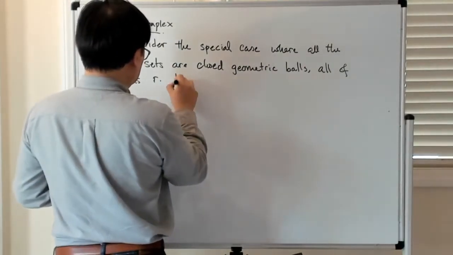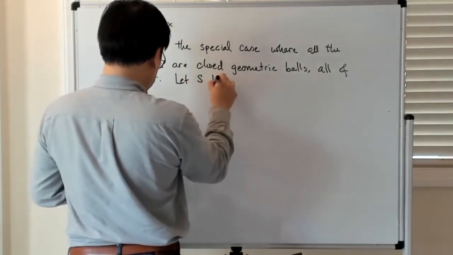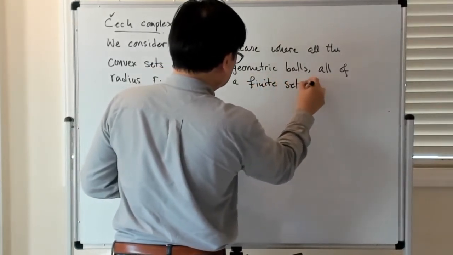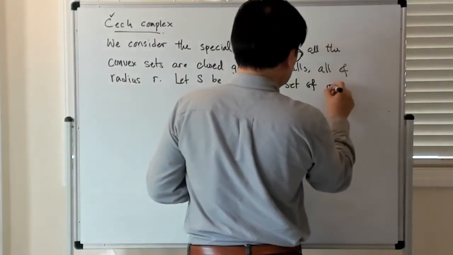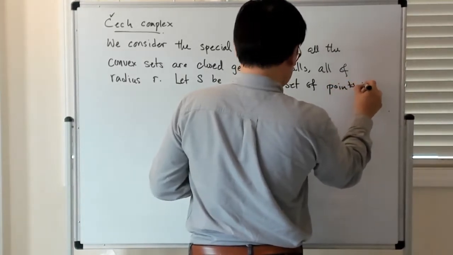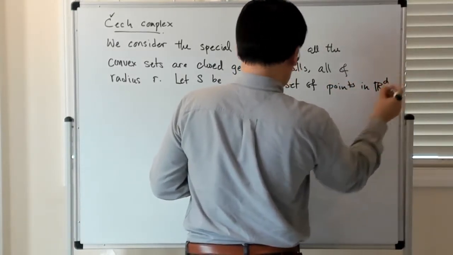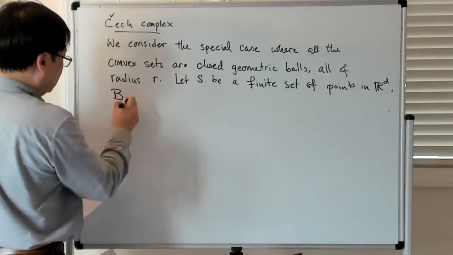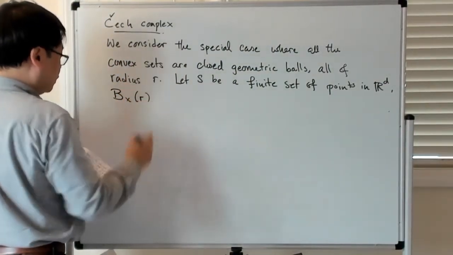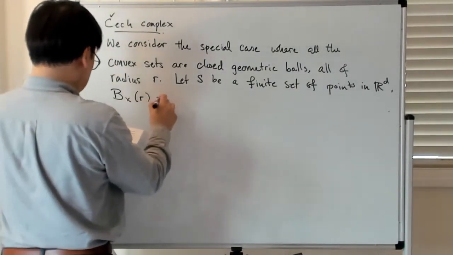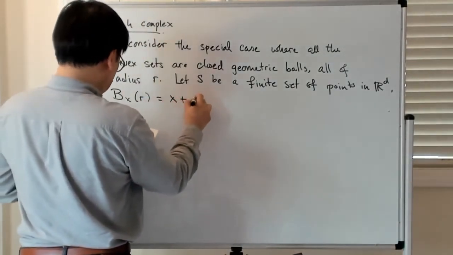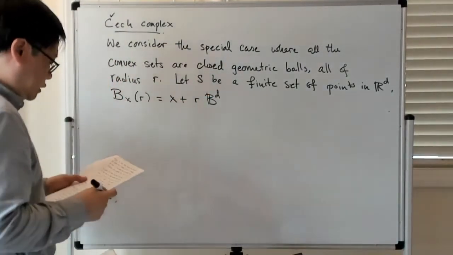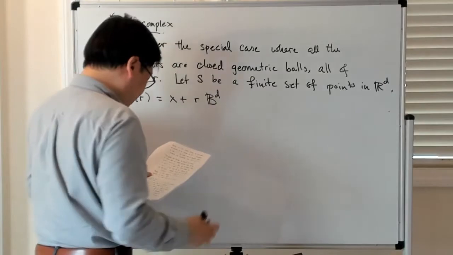Okay, so let S be a finite set of points in Rd, right? And then we have a ball centered at x of radius r, right? It's just x plus r times the unit ball in d-dimensional space. Okay, so that's fairly obvious what it is.